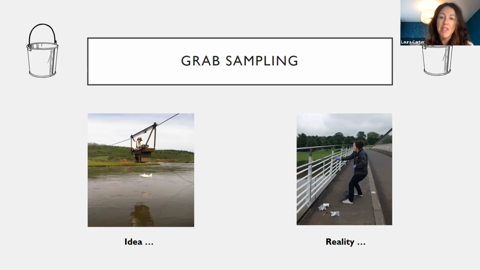And when you have limited infrastructure or capacity for these advanced sampling techniques, then grab samples are really useful and they're a cheap option. As the name suggests, it's literally a case of grabbing some water. So you can do this in a bottle, you could put a bucket in a river. It's literally taking a portion of water for analysis.